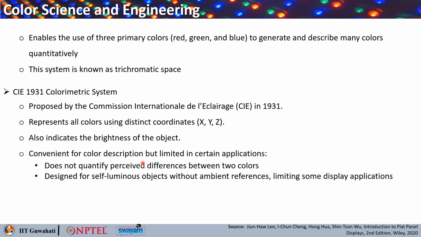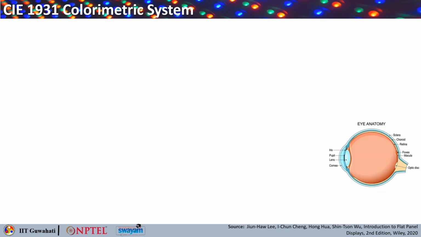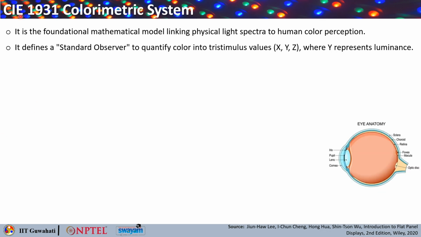Now, this particular system is convenient for color description, but we can see that it is limited in certain applications. It does not quantify perceived differences between two colors, and it is designed for self luminous objects without ambient references. That means it limits some display applications. Now, let us go into this 1931 CIE system in more detail.